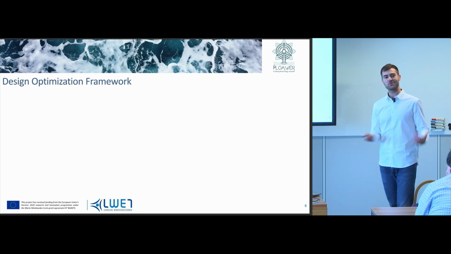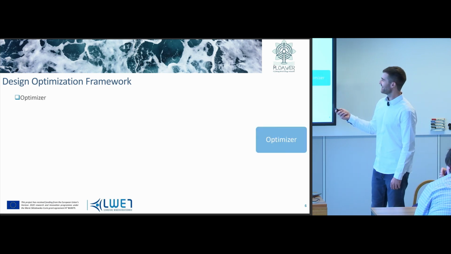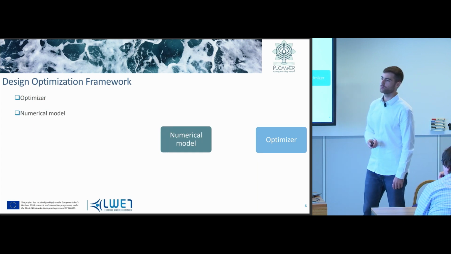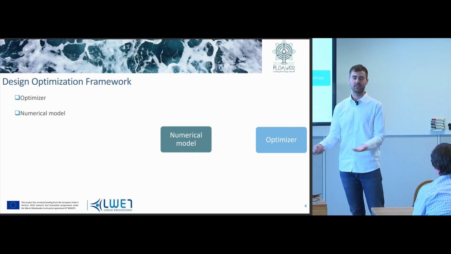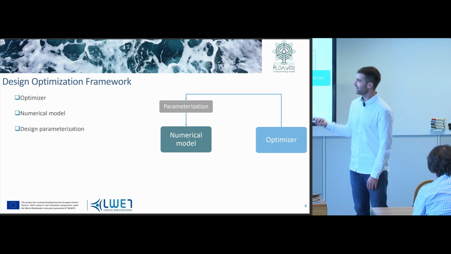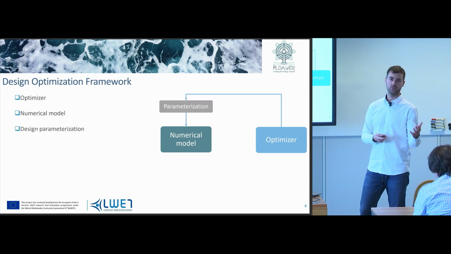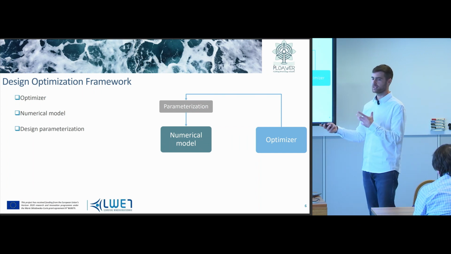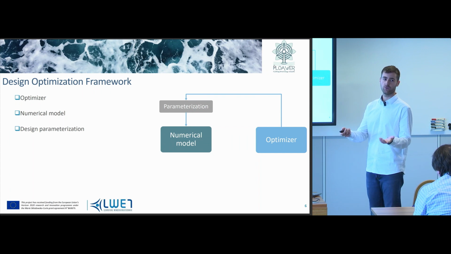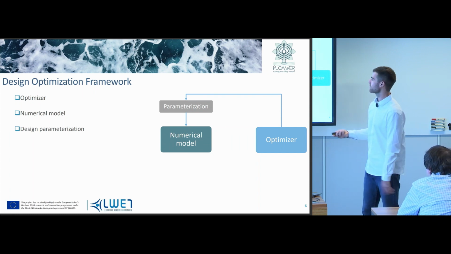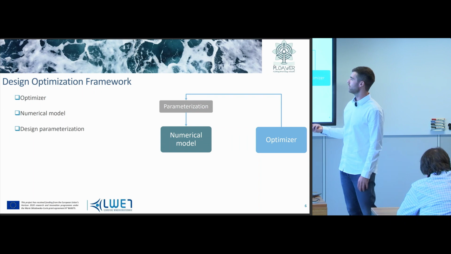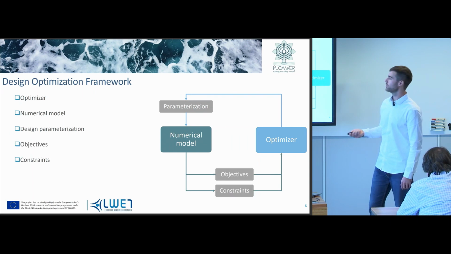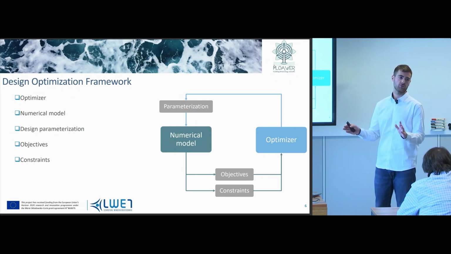Okay, so what is a good design optimization framework? First, you need an optimizer to perform the optimization, but you also need a numerical model to assess what you are assessing, in our case, a floating offshore wind turbine. You need a parametrization. We saw it with Kutai with the draft of the SPAR. So you need the parametrization to tell the optimizer what you're going to change in your substructure and to eventually find the optimized substructure.